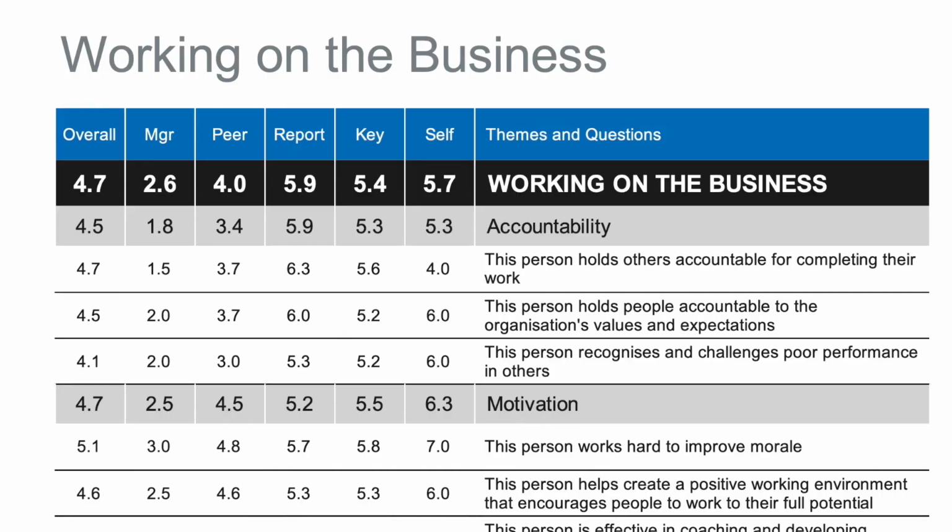Under the set of accountability, his managers gave him a 1.8. He gave himself a 5.3. The peers gave him a 3.4. The reports gave him a 5.9. The stakeholders gave him a 5.3. So we're seeing a constant pattern of different positions between the various stakeholders. I further analyse this when we get to the frequency tables at the back of the report.